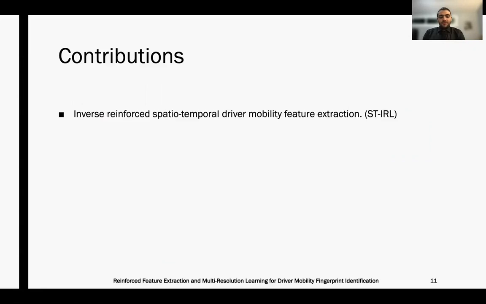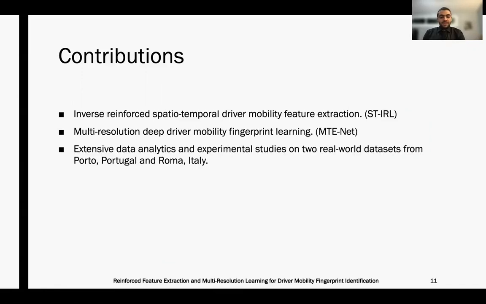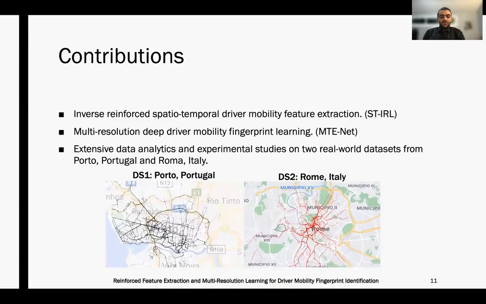We perform spatial and temporal feature extraction with STIRL, and also we process them with multi-resolution neural networks, MTNet, and then we perform extensive data analytics and experimental studies on two real-world data sets from Portugal and Italy to confirm the efficiency of our framework.